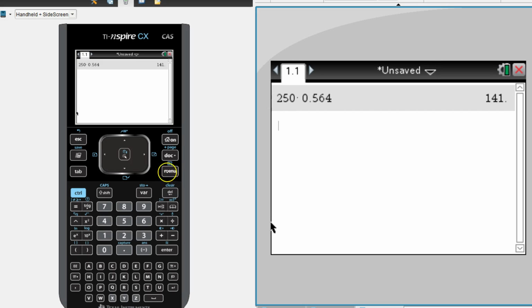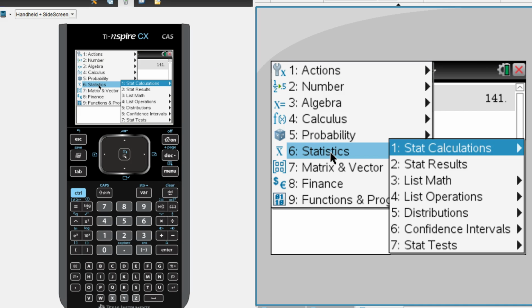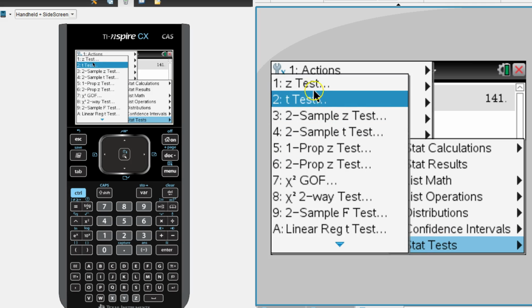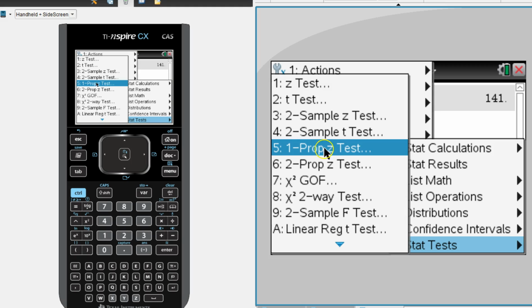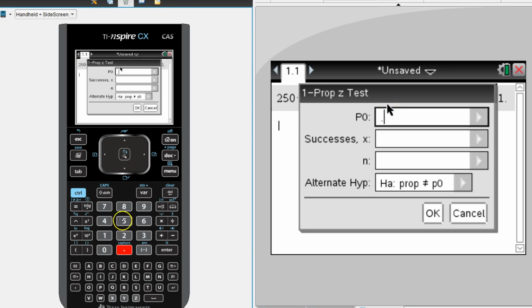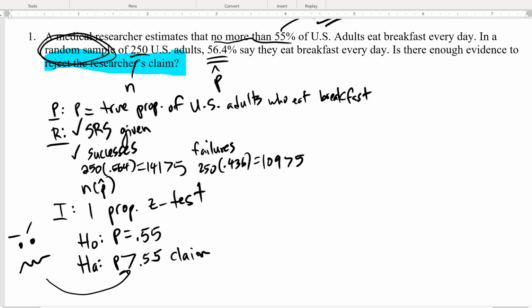So where were we? Running the test. Menu, statistics. We're doing a test, not a confidence interval. So test, and specifically it was a one proportion z-test. P naught is basically the claim. What was the claim? They said 55%. That's right here.